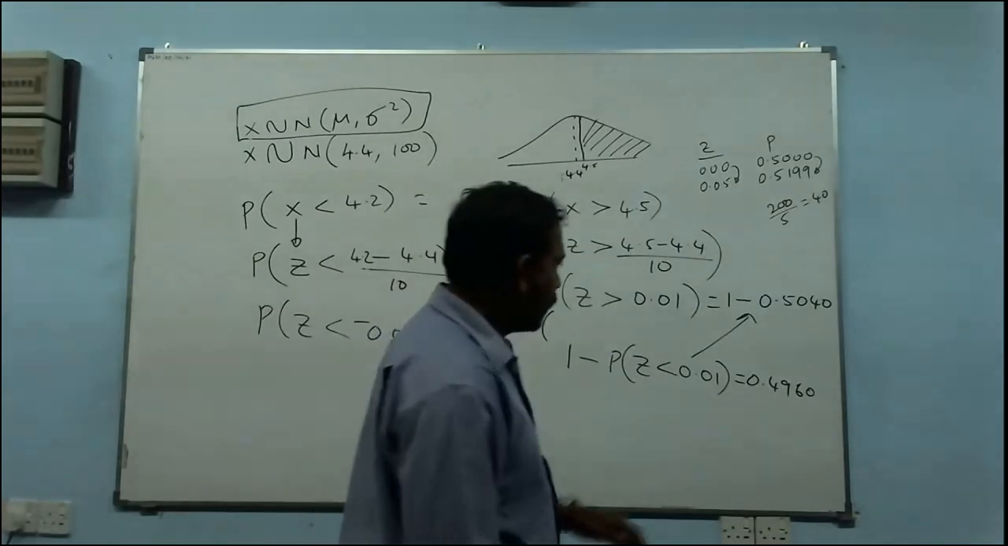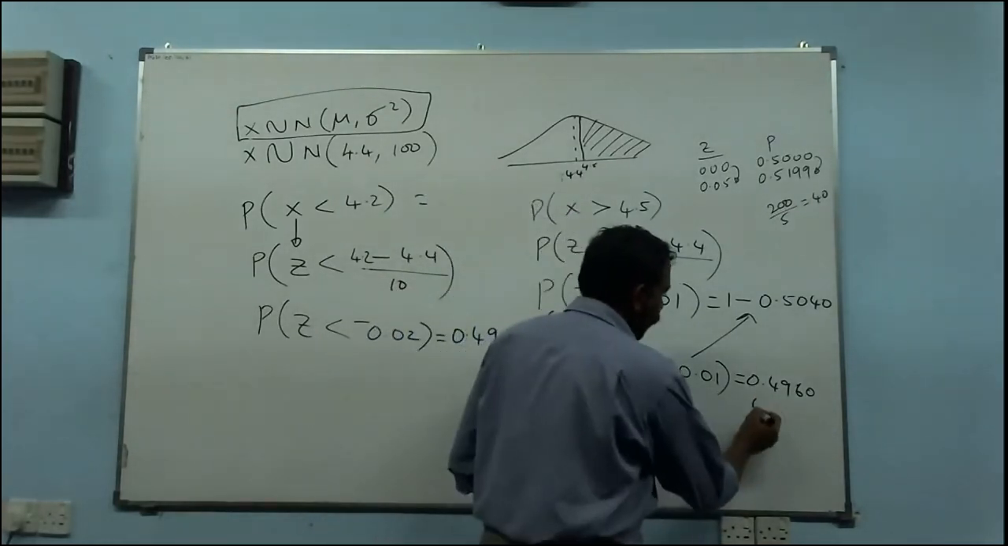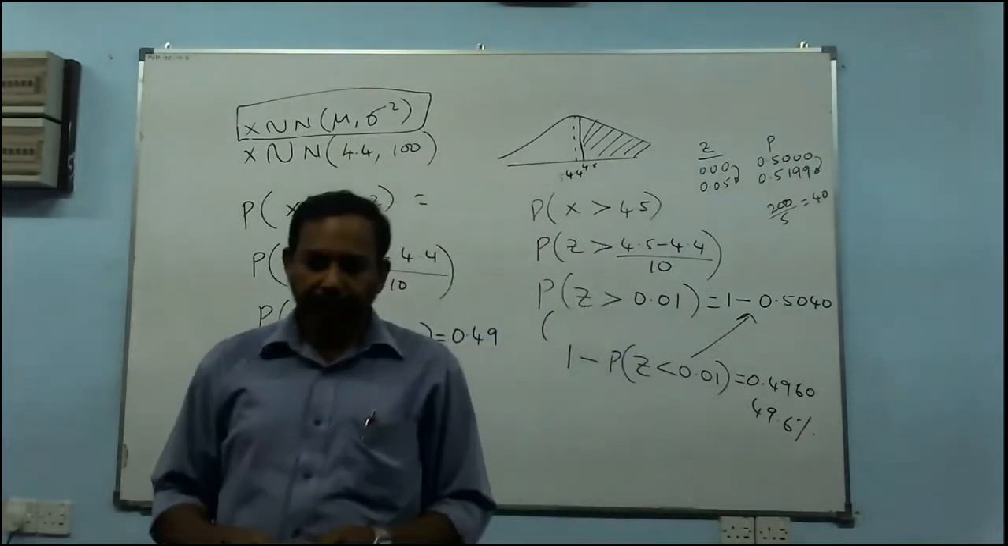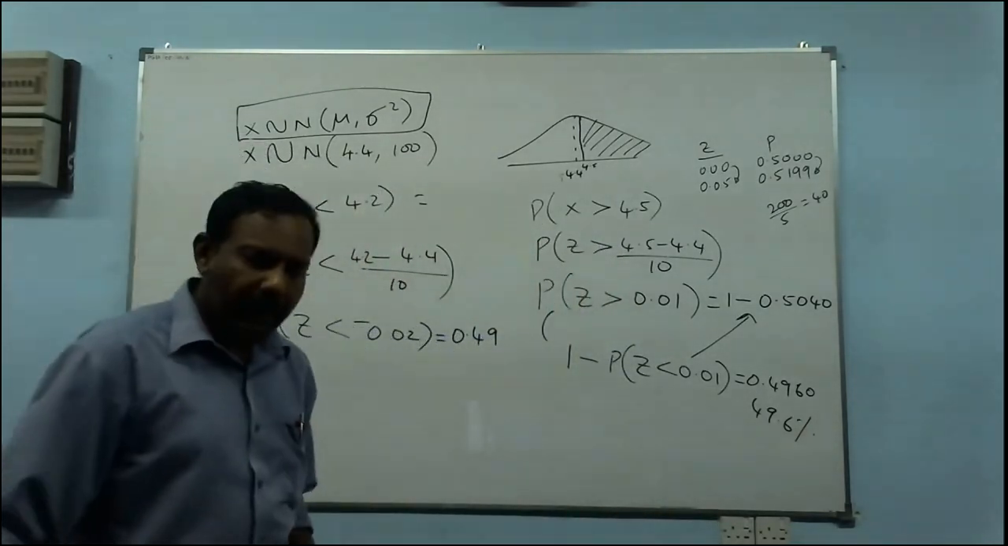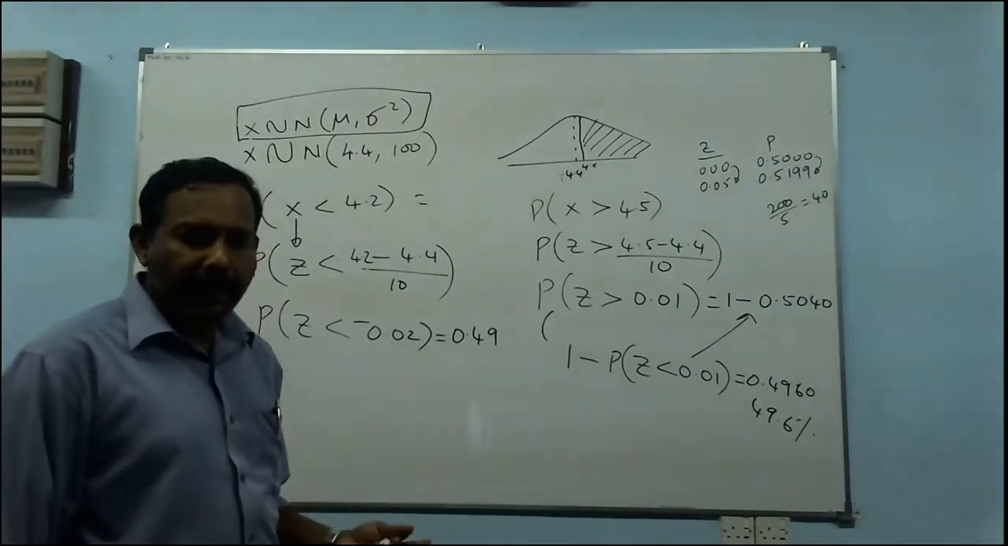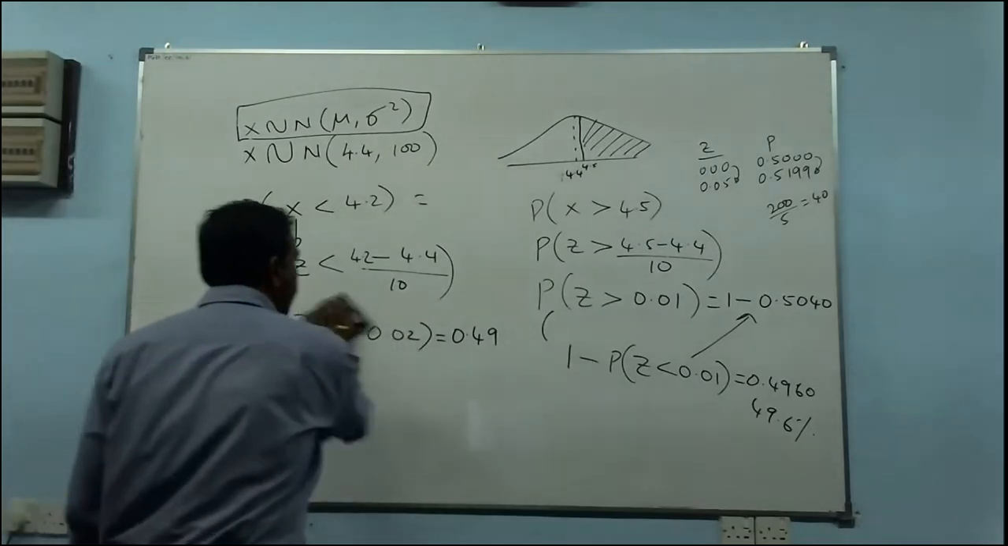0.4960. So roughly about 49.6% of the farmers are having yield above 4.5 metric ton per hectare. Right?